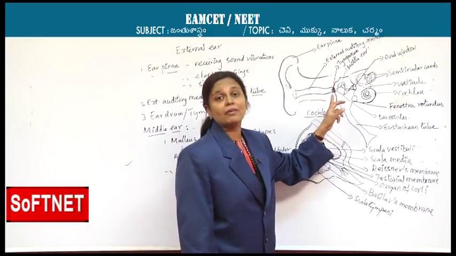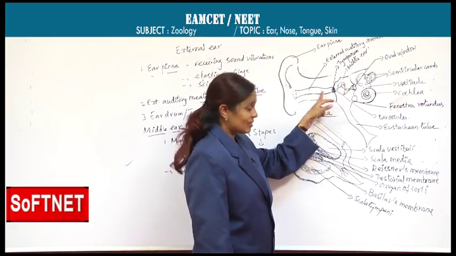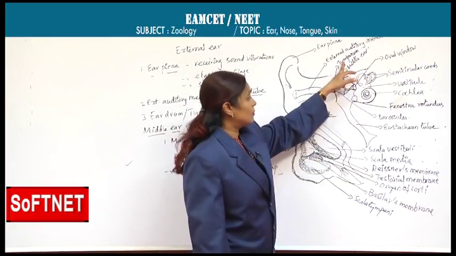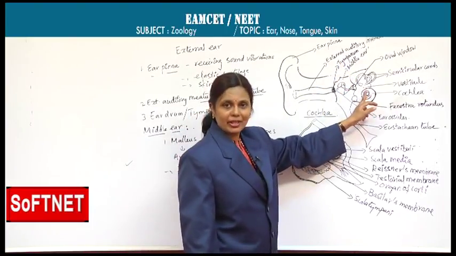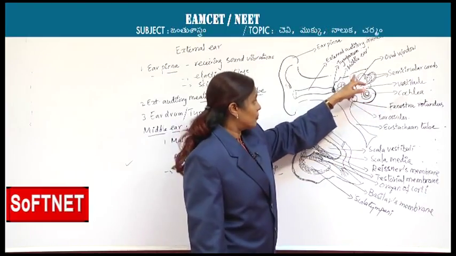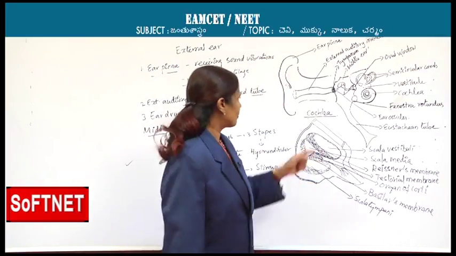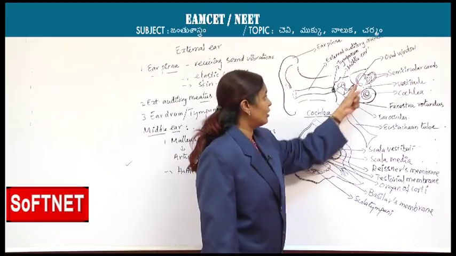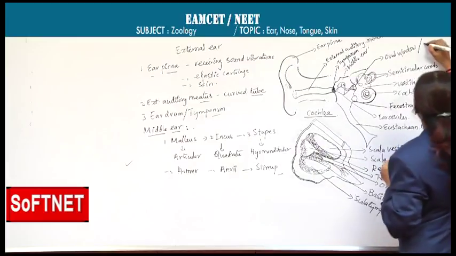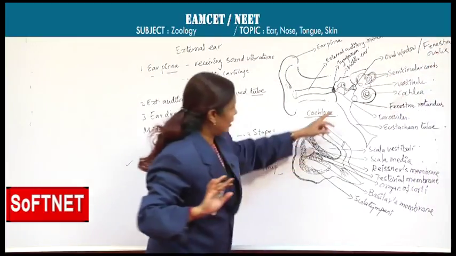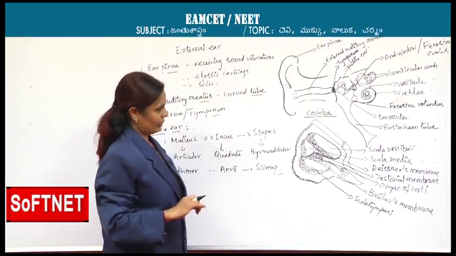These are the borders of the middle ear cavity. This middle ear is separated from the external ear by tympanum or eardrum, and also separated from the inner ear by a bony partition with 2 membrane covered openings. The 2 membrane covered openings are one, the oval window, otherwise called fenestra ovalis, and the other one is fenestra rotundus or round window.